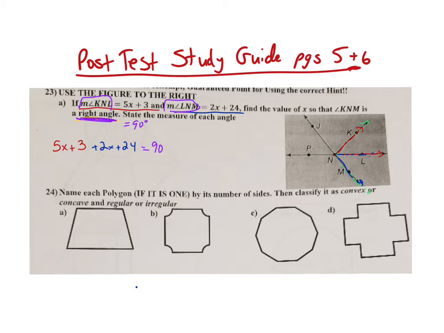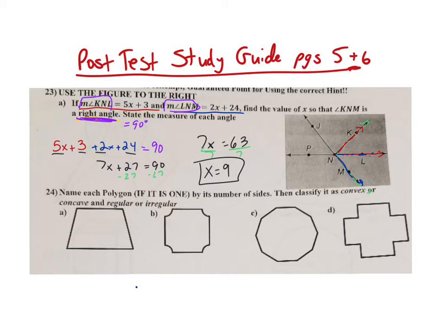Now it's just simple. So it's PEMDAS backwards. I'm going to put my x's together. 5x and 2x is 7x. 3 and 24 is 27. Now it is equal to 90. Remember, I'm going to use PEMDAS backwards here. I'm going to minus 27 from both sides. So I get 7x equals 63. Divide both sides by 7. That's how you get rid of the multiplication. I get x equals 9.